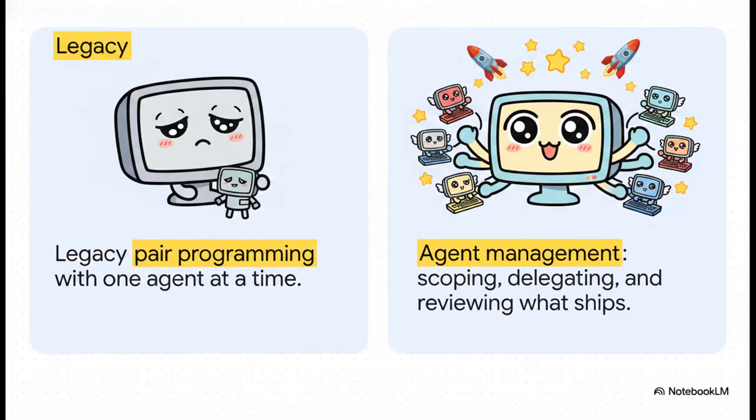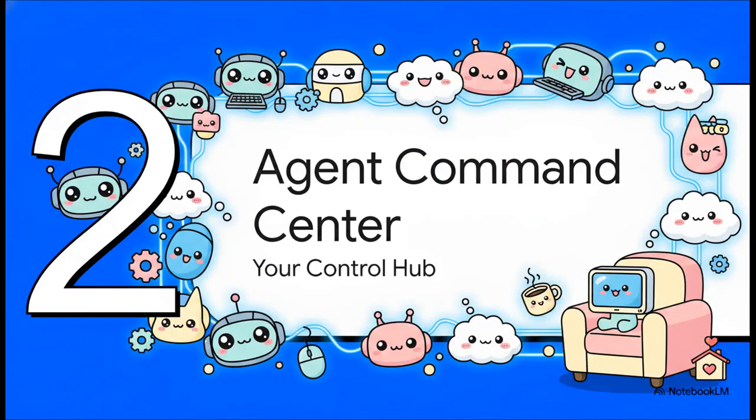So let's contrast legacy pair programming with true agent management. In the old setup, you're sitting there pairing with one AI at a time, just going back and forth on a single file. It's kind of tedious, right? But with the new model, you're scoping the entire project, delegating distinct chunks to cloud agents, and then simply reviewing what they ship. It's a much more powerful, highly leveraged workflow where you orchestrate the whole team to get things done.